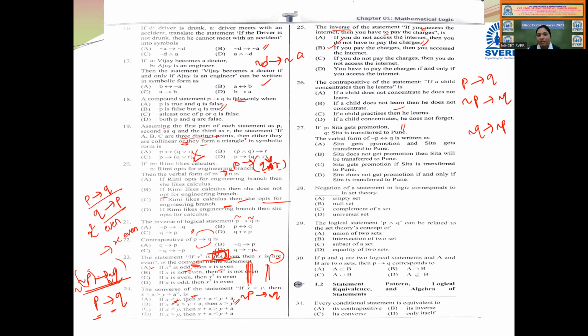Okay, this one: Sita gets promotion. Sita is transferred to Pune. Option D, ma'am. Option D is correct. Negation of the first one. Very good. If and only if remains. For a double implication, if and only if must appear, which is what we see here.